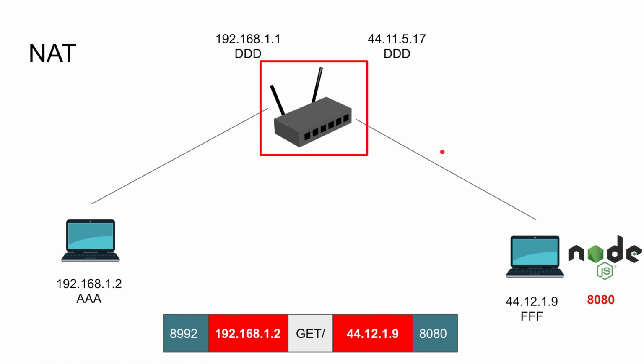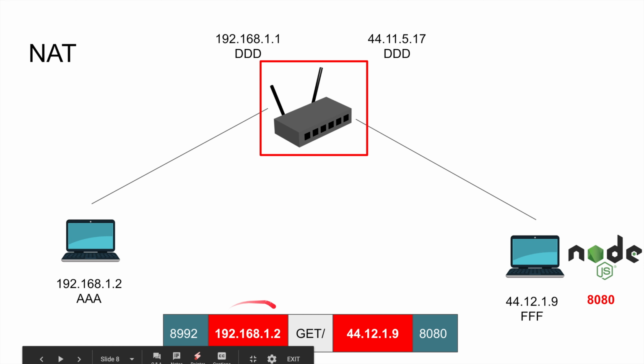The router receives this packet and says, okay, I received that. I get that you want to talk to 44.12.1.9, and you're coming from 192.168.1.2. I know you from the other side of the hood. We know each other, but this hood is dangerous. I cannot just let you get out there. So we'll get to the point. I swear to God, guys. Here's what the router does.